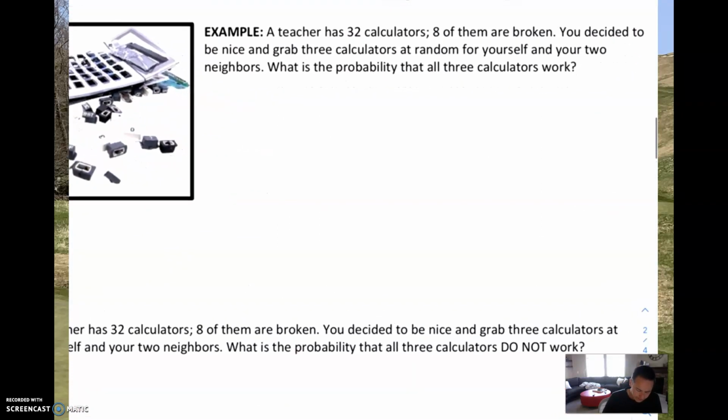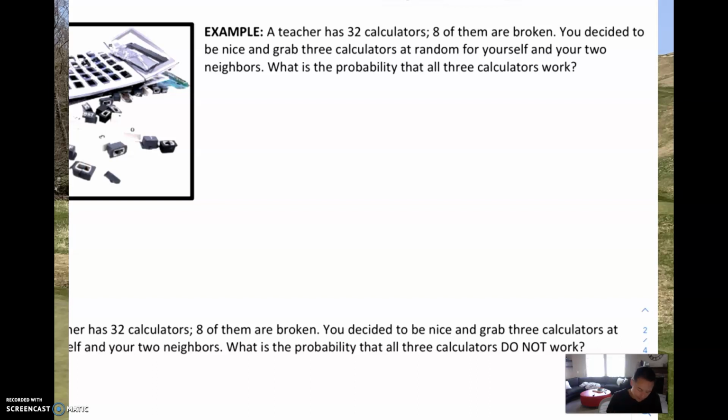We've got a teacher, and the teacher has 32 calculators, but however, 8 of them are broken for whatever reason. Maybe that solar panel on it doesn't work, maybe the batteries are out, who knows. But you decide to be nice, and you're going to grab 3 calculators at random for yourself and then 2 of your neighbors. So you're going to go pick them up for your friends. What's the probability that all 3 calculators work?